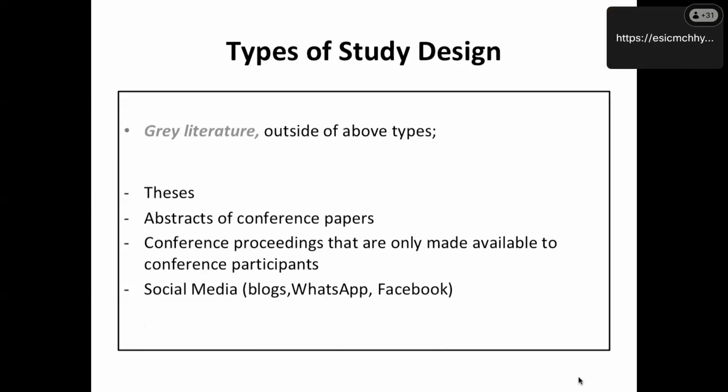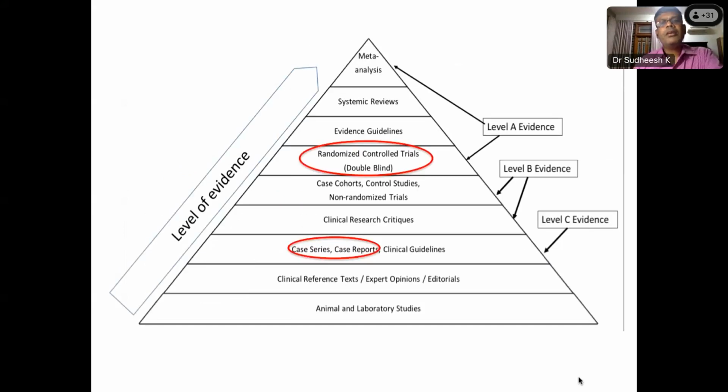Apart from all these things, we have something called grey literature, which is basically some sort of literature, but not actually useful as evidence. Examples include your thesis and abstracts of conference papers, then conference proceedings, which are available only to conference participants, and things like social media, such as blogs, WhatsApp, Facebook, etc.